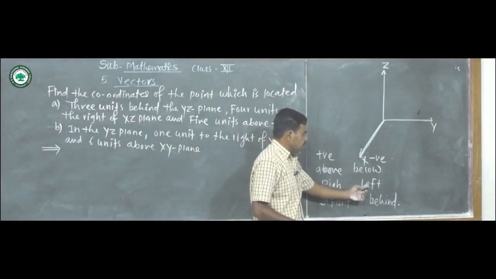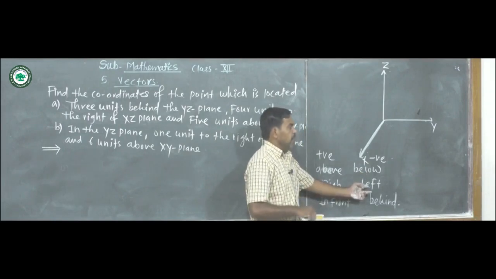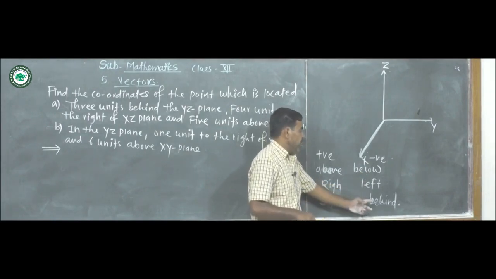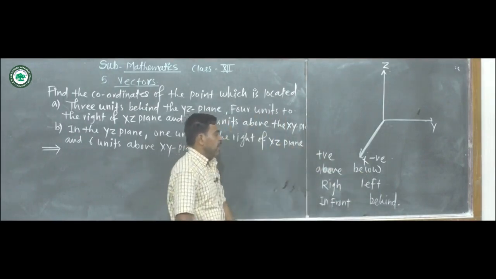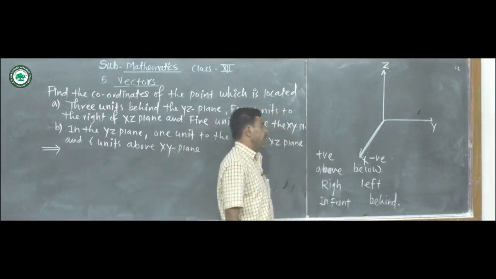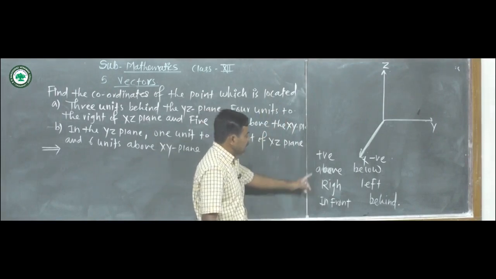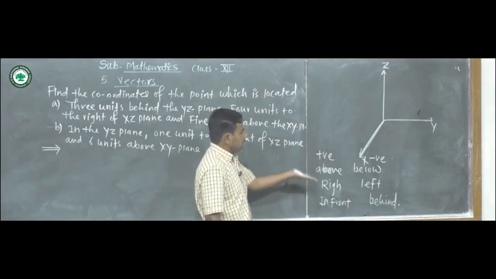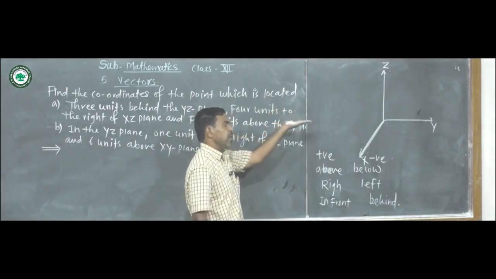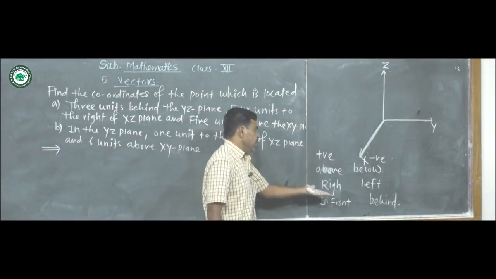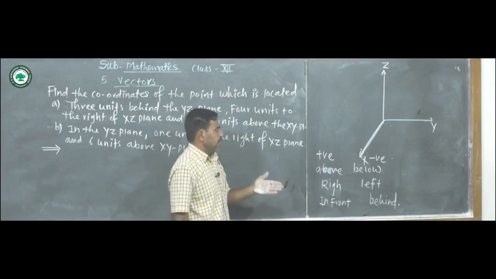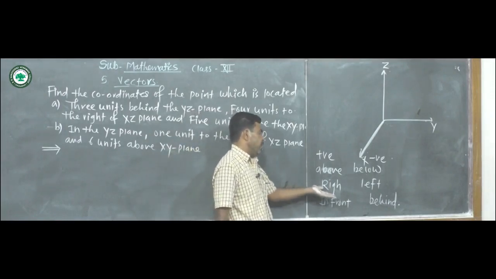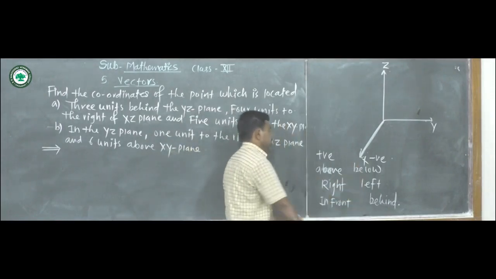If the point is left of the plane, then the coordinate is negative. If the point is behind the plane, then its corresponding coordinate is negative. Similarly here, if the point lies above the plane, then that corresponding coordinate is positive. If the point is right of the plane, then the corresponding coordinate is positive, right, R-I-G-H-T.